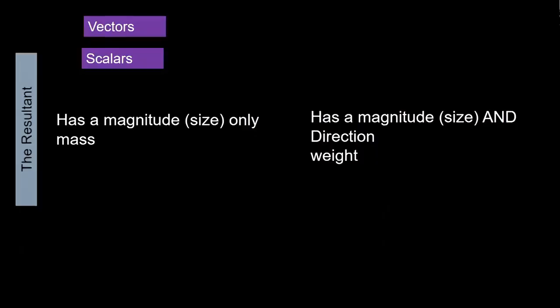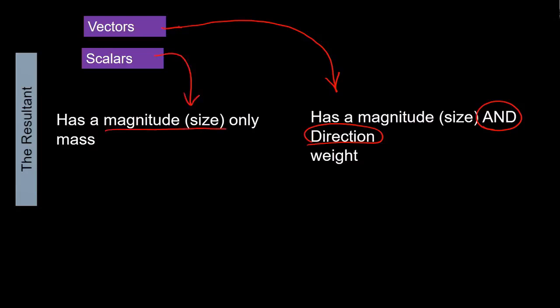Now, a vector is something that has got a size, a magnitude, but it also has a direction. That is really important. A scalar is something that has a magnitude, a size only, but does not have the direction. So if we look at my screen, we've got these two words. Vectors have got size, which is magnitude, and so size or magnitude and direction. So there we go, the direction is really important. That's why I've said "and" in capital letters. Scalars are the ones that have a magnitude or a size only.